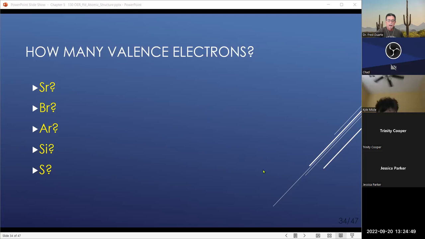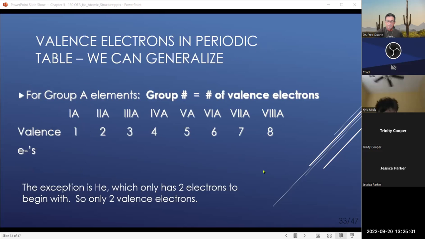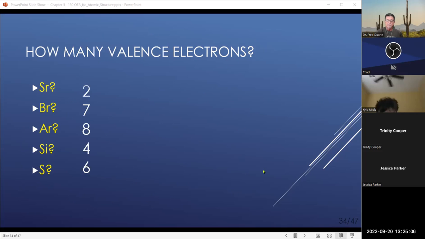In this scenario, they're giving you all these elements, and you simply need to find them on the periodic table and determine what group they're in. That information tells you how many valence electrons.